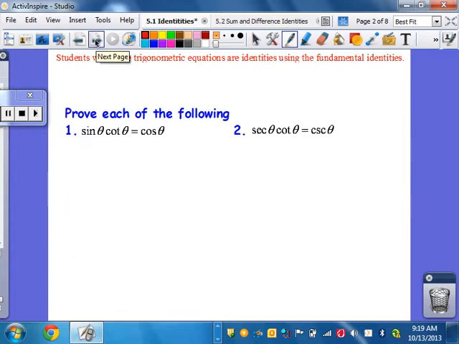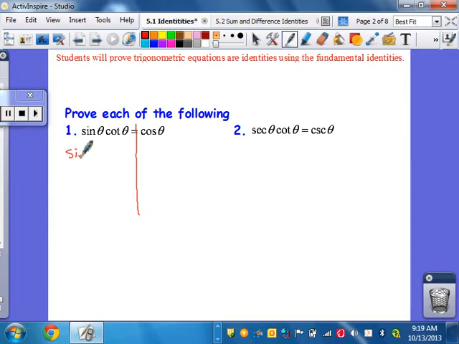When we prove these things, hopefully I have ingrained it in your head at least to this point that we cannot touch the right side. So what we've got to do is recognize what I have to do to the left side to make it the right side. And if you do not know anything, the first thing we want to do is change everything into sines and cosines. So if you're stuck, do that.